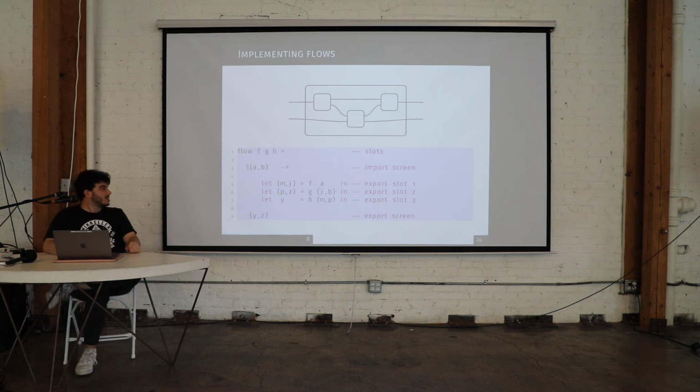It's not too bad. So I'm a big pretty printer, if you can tell. So flow of f g h is the map. So I'm putting this in a lambda form because I want to emphasize that (A, B) and (Y, Z) are the outermost inputs and outputs. And in the middle is sort of the control flow that you have to do to see what gets plugged into what. So let (M, J) equal f of A, that's the output of the first slot. Let (P, Z) equal g of (J, B), output of the second slot, and so on. So it's not too complicated, and this can get generalized to far more intricate wiring diagrams.